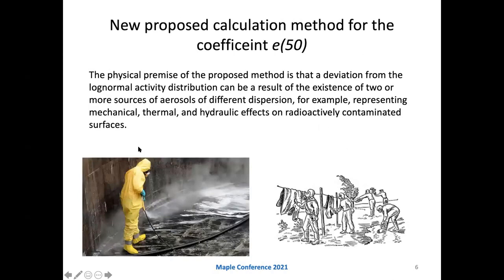Let's briefly discuss the physical meaning of our method. It is based on the idea that a deviation from log-normal activity distribution can be a result of existence of two or more sources of aerosols of different dispersions. For example, representing mechanical, thermal, and hydraulic effects on radioactively contaminated surface, which can happen in practice, obviously.